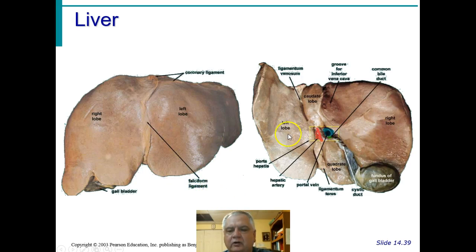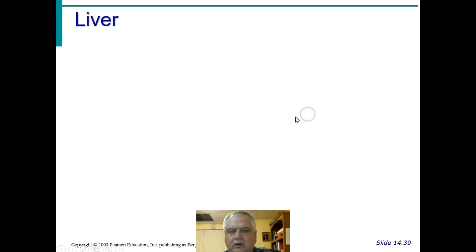If we look at the underside of the liver, the inferior surface, the visceral surface, we can see the left lobe here, the right lobe here, and we see these two additional lobes. Here we can see the caudate lobe, and if I kind of outline the caudate lobe, you can see it kind of looks like a tadpole to me. But that tadpole then has a tail, and you can see the tail kind of right there.